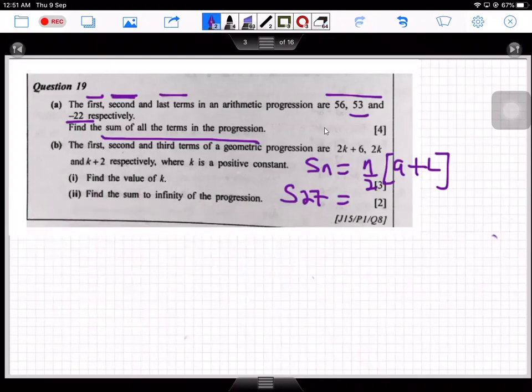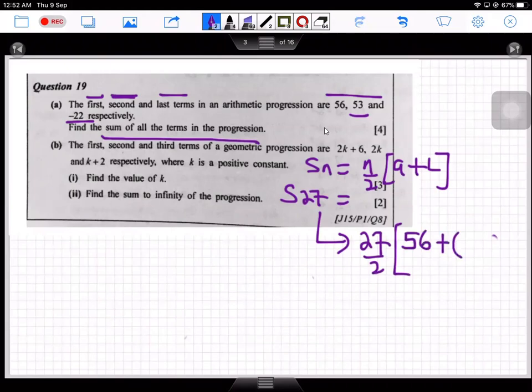So the sum of 27 terms is equal to 27 over 2 multiplied by a plus l. The first term was 56 and the last term is negative 22. So this is 56 minus 22 multiplied by 27 divided by 2. 459 is the sum of all the terms in this arithmetic progression. This was the complete requirement for 4 marks.